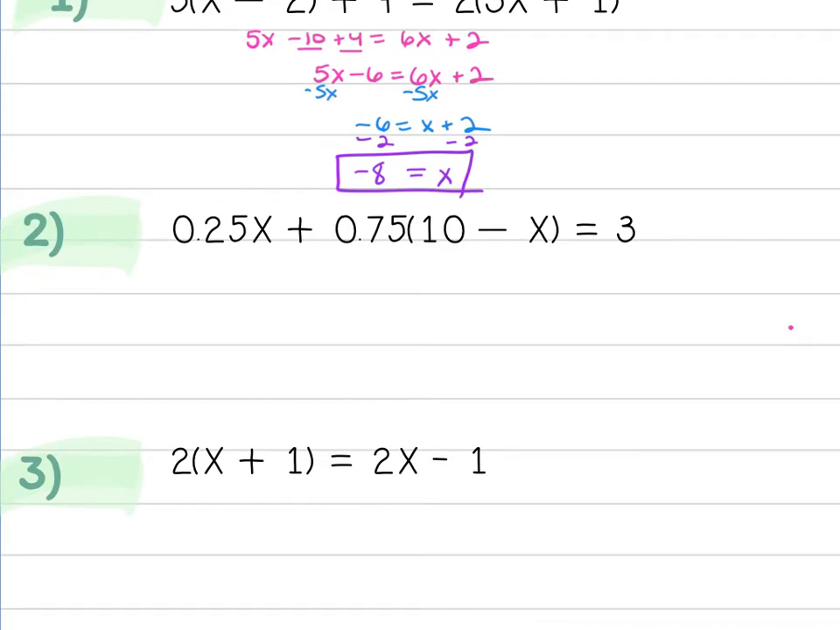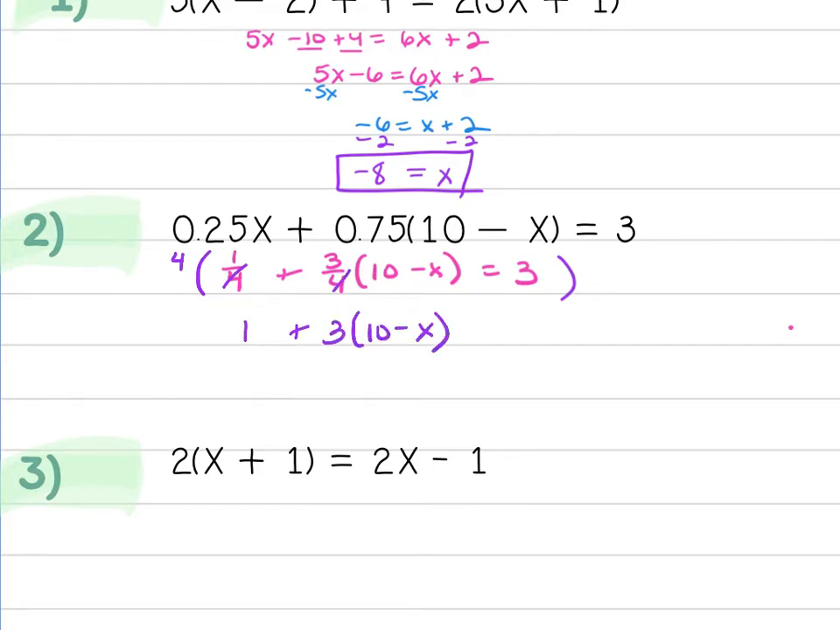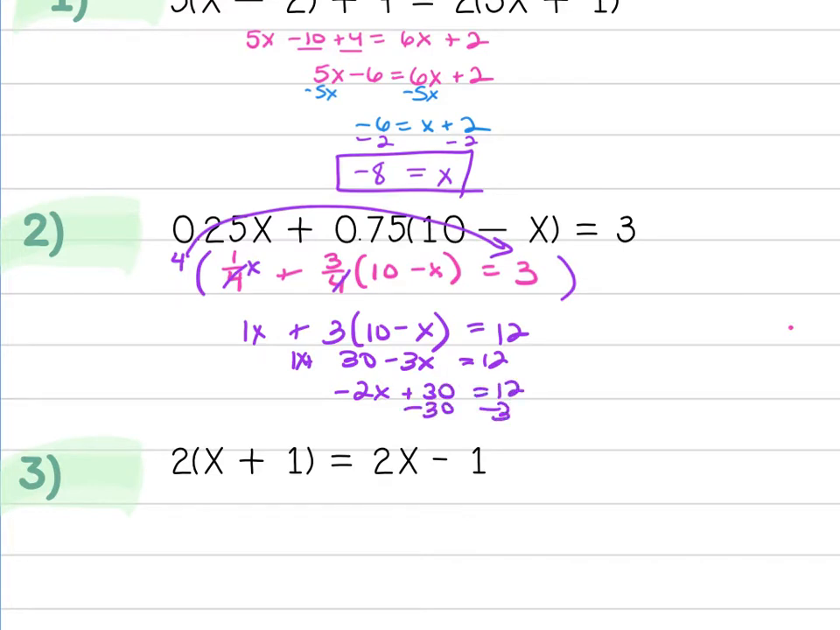Go to number 2. This can be written as 1/4. This can be written as 3/4. Since both fractions have a 4 in the denominator, I'm going to multiply everything by 4. So the 4 would cancel here, I'd get 1. The 4 would cancel here, I'd get 3. Keep the parentheses without multiplying by the 4, and the 4 does go across to the 3, so that's 12. 1 plus 30 minus 3x, 1x, equals 12. Negative 2x plus 30 equals 12. Subtract the 30. Negative 2x equals negative 18, and x equals 9.